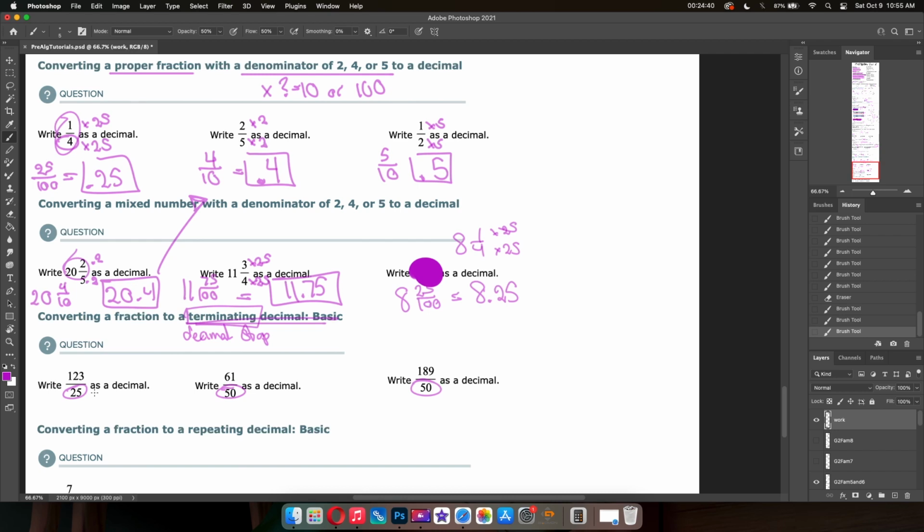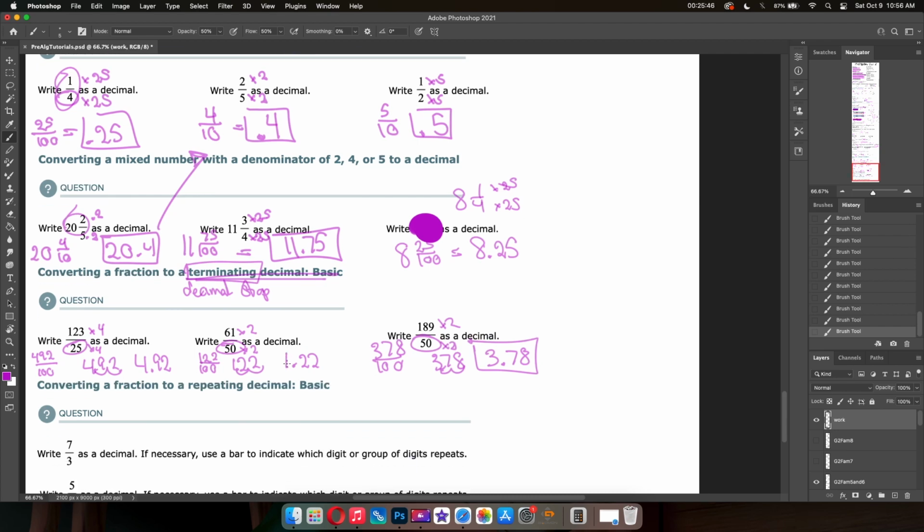So let's see here. I'm going to multiply everything by 4 here, times 4, times 4. So that gets me over 100, and then what's that times 4? So that's going to be 492. And since I'm dividing by 100, the decimal moves over 2 places, so 4.92. This one, it's times 2 to get 100, so that's going to be 122 over 100. So that's 122, move it over 2 places because it's 100, so 1.22. Here it's 50 again, so times 2, times 2, so that's 378 over 100, and I move it over 2 places to be 3.78. That's what they're expecting you to do here.